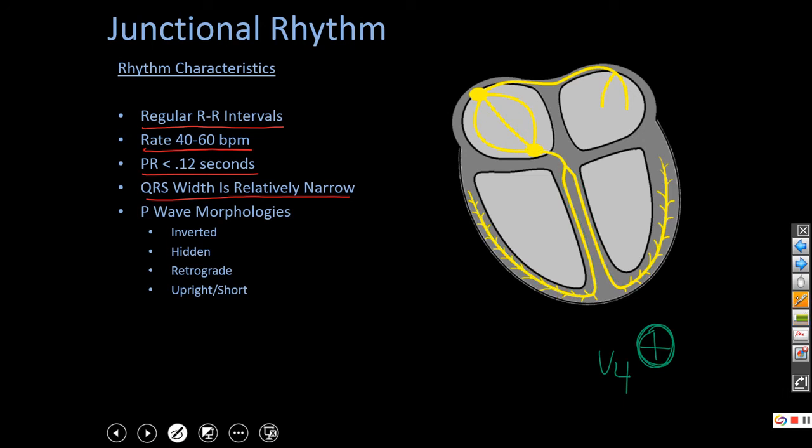Now, when the AV node initiates depolarization, it does it kind of in the middle of the heart. So when that electrical impulse depolarizes the atria, it's depolarizing the atria from the bottom up. Now, is this moving towards or away from this positive electrode? It's moving away from it. And what that does is it produces a negative deflected P wave.